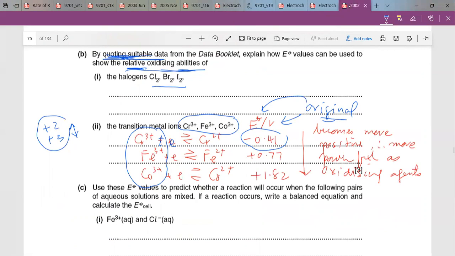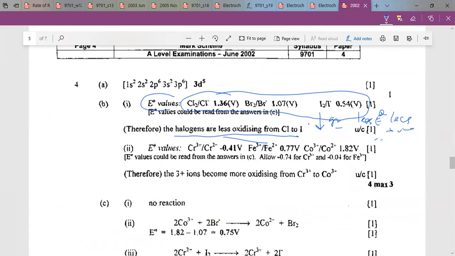Always quote. So when you quote all these E naught values, a whole bunch here, this of course can be written in this way; the equation I wrote is better. That's 1 mark. Then going from this one to this one, it becomes more oxidizing power because the E naught becomes more positive. More positive means more powerful. For the group, it's less powerful because it becomes less positive. So two different things are compared here.